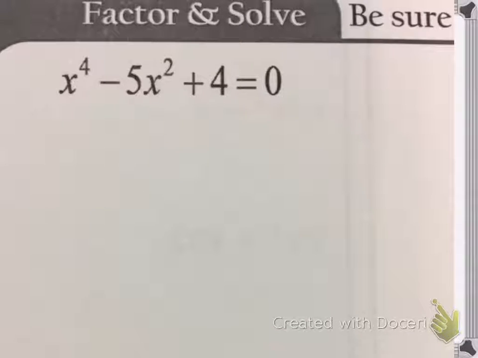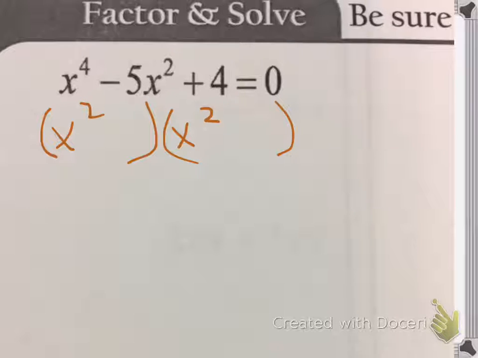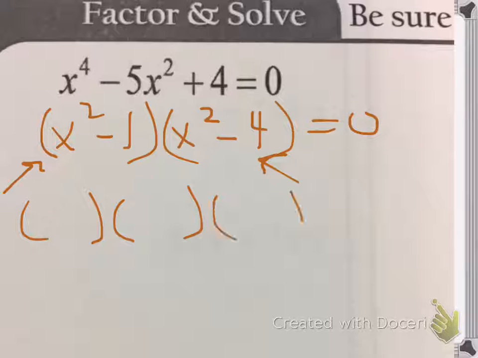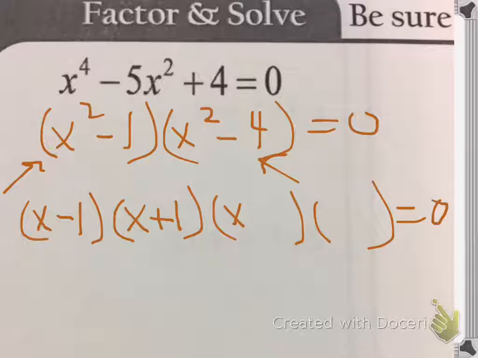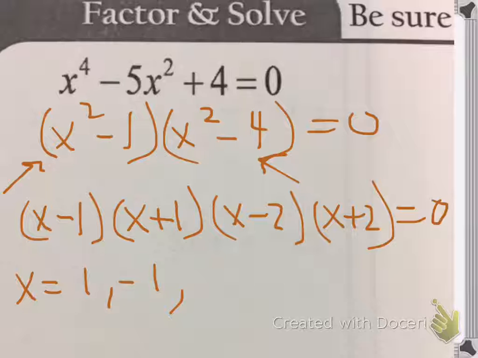Okay, this next one says factor and solve. So again, we're going to just split this up into x squared and x squared. Find two numbers that will multiply to 4 and add to 5. That would be 4 and 1 if both of them are negative. You think I'm done right here, but I'm not, because I can see that both of these are difference of squares now. And I know that I'm going to square root the front and square root the back of those and do one of them as a plus and one of them as a minus. So this will be x minus 1, x plus 1, x minus 2, x plus 2. So when I solve for my answers, I get x equals positive 1, negative 1, positive 2, and negative 2.